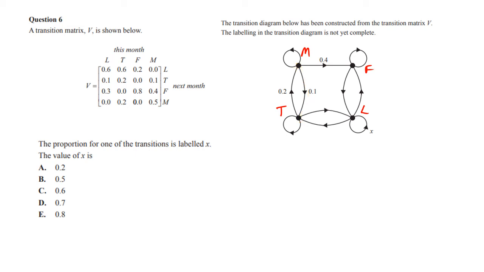And the question is asking us about what's the value of X, and X is over here, and it's this loop around to itself. So that's from L to L. So from L to L, all right, well, that's 0.6 if you look in there. So the answer must be 0.6, which is C. X equals 0.6. A nice little bit of deduction there, just understanding the diagram.